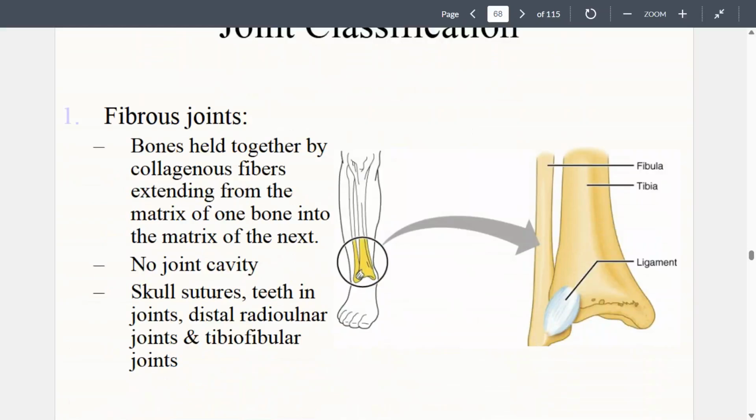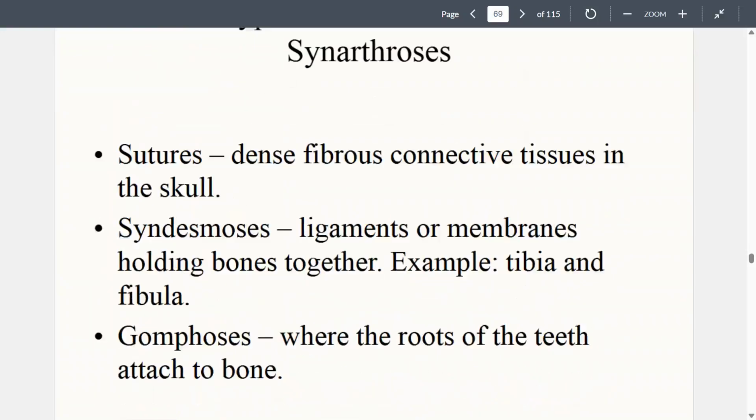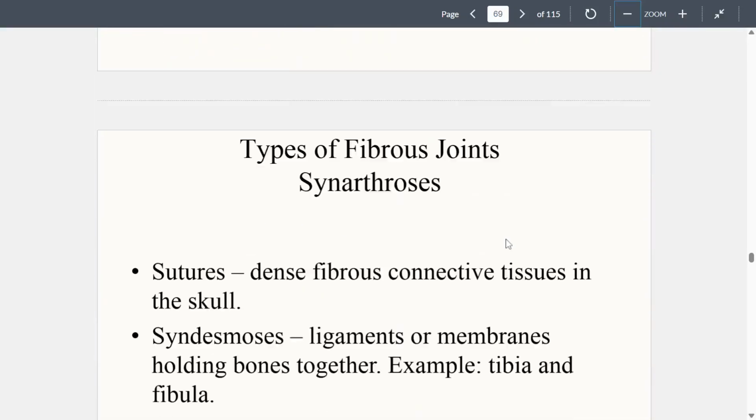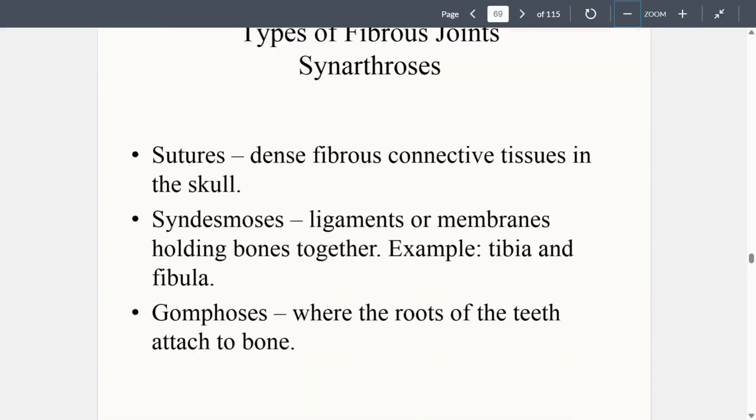Skull sutures, what are those? The plates of the skull where those various plates meet, that's a suture joint. So when you're in the lab looking at the skull, make sure you take a look at those lines. These types of joints are pretty immovable, meaning there's not a lot of motion that's going to be found in them. So sutures, as I mentioned, these are dense fibrous connective tissues in between the plates of the skull.